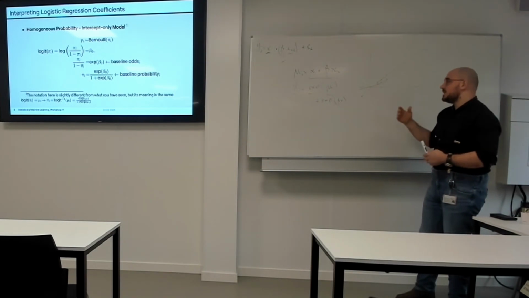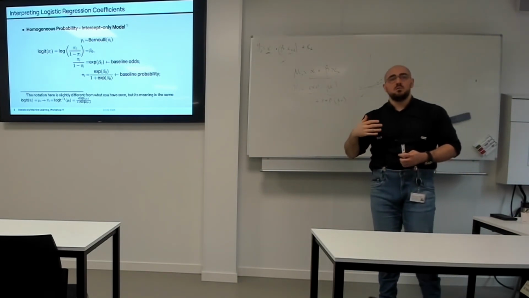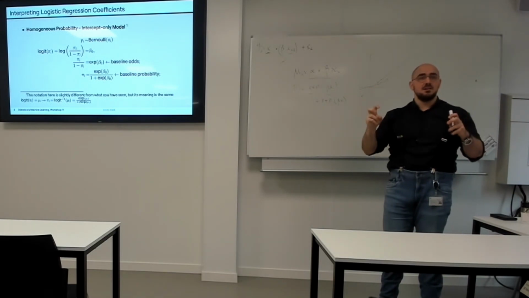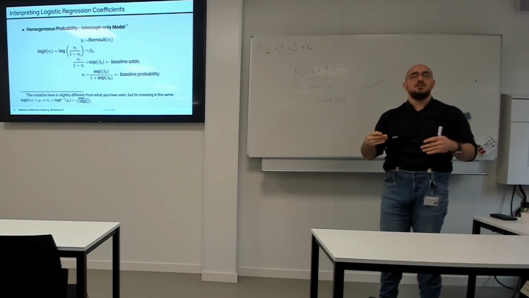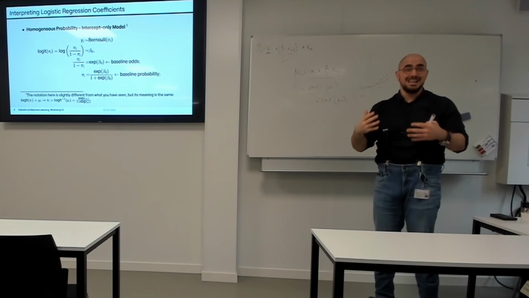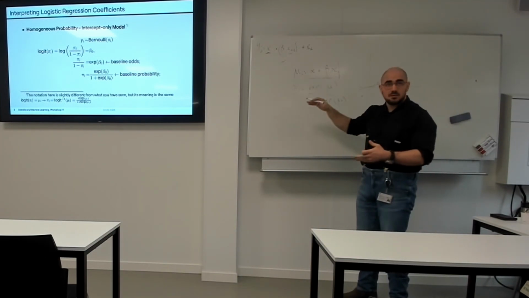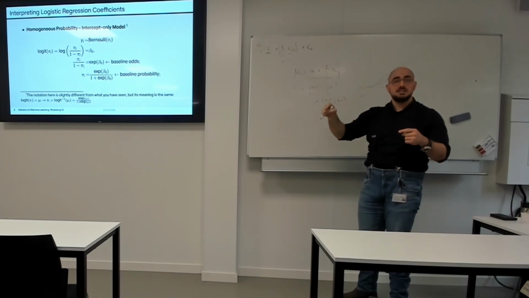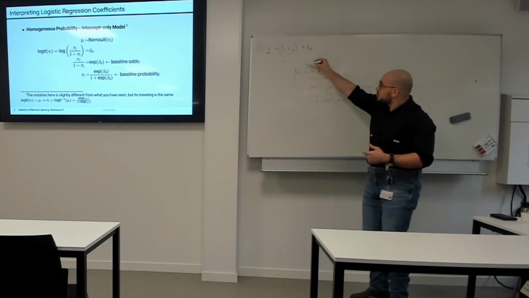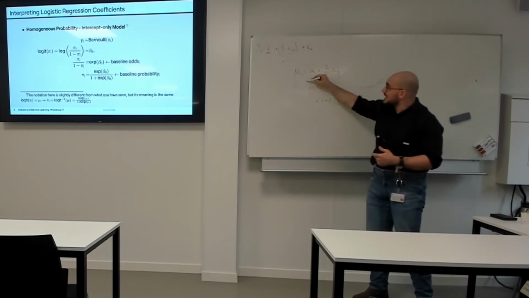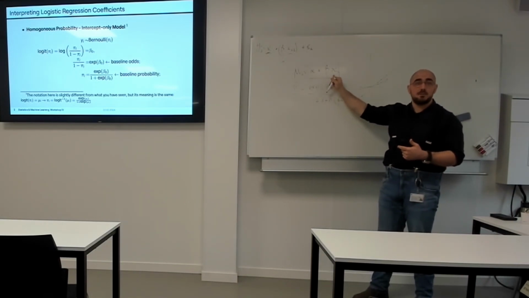So what we do typically is we work on the log scale. The reason we work on the log scale is because the log scale tends to be linear. That's why in logistic regression we work on the log odds scale, which allows us to express probabilities in terms of linear functional parameters. Did you understand what I just said?